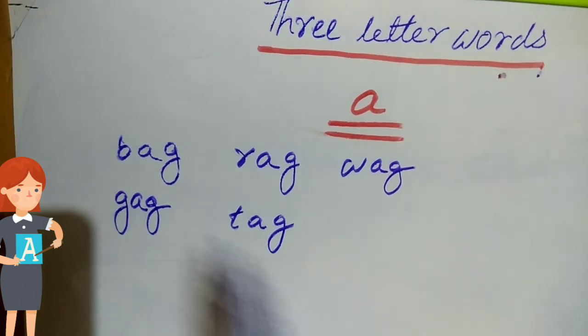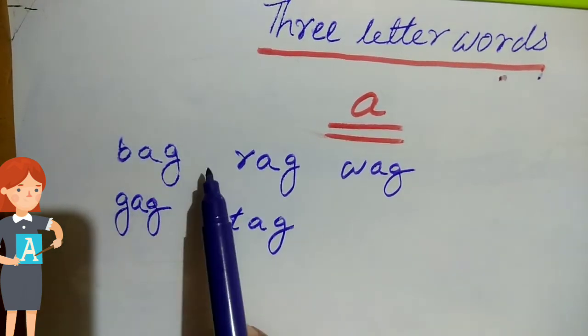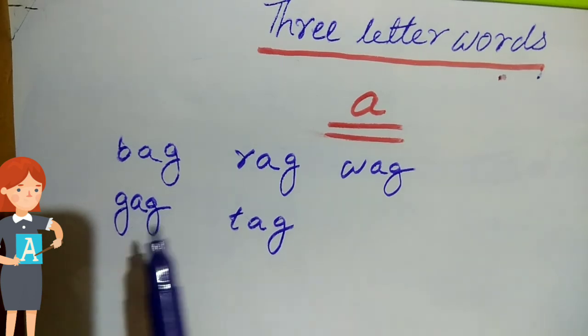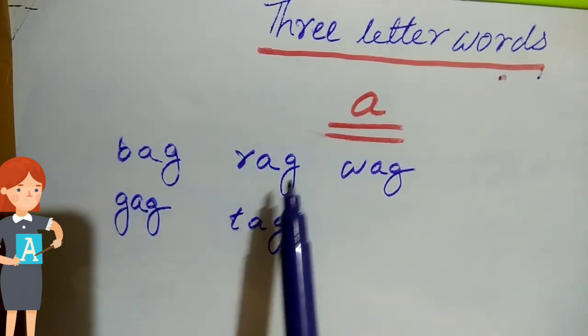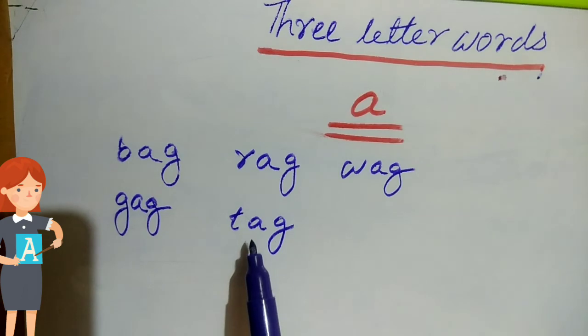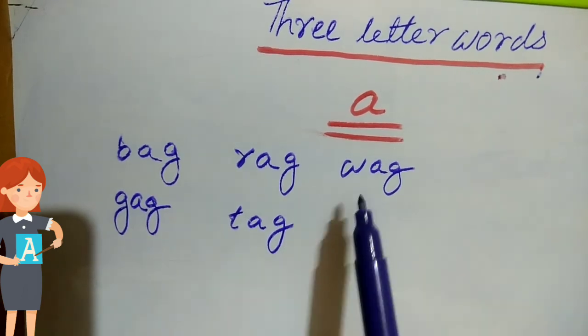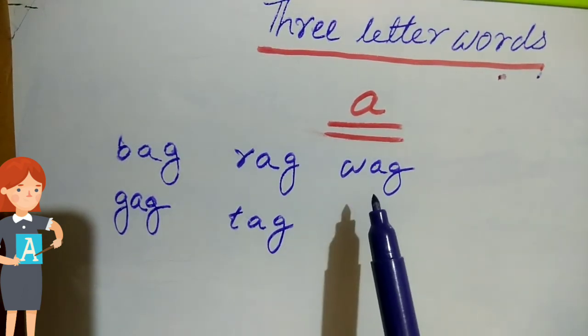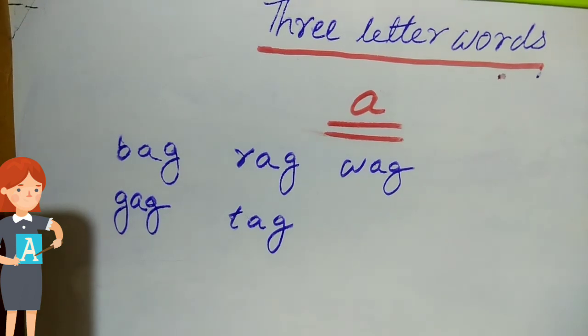Now we will repeat once again. B, A, G, bag. G, A, G, gag. R, A, G, rag. T, A, G, tag. W, A, G, wag. This is all about the sounds of the vowel A. Okay?